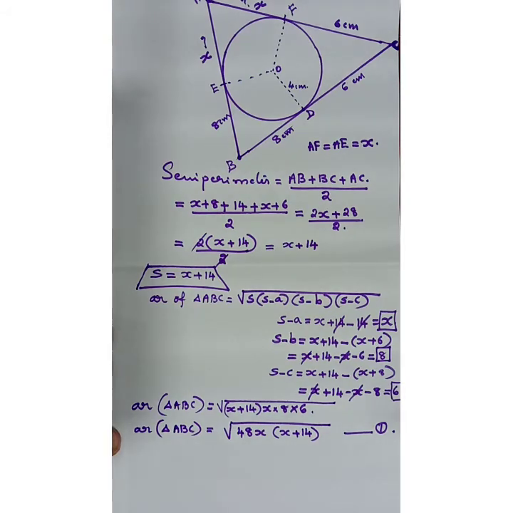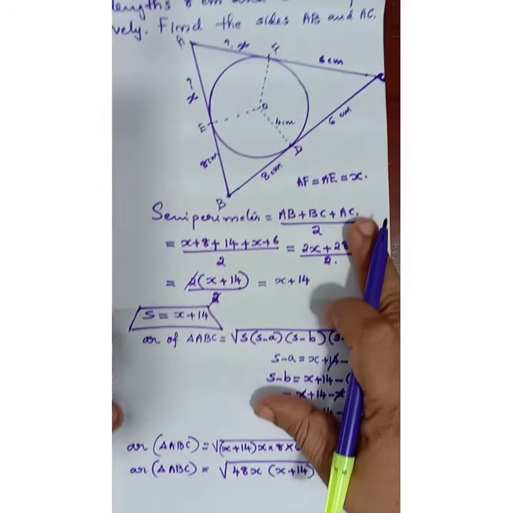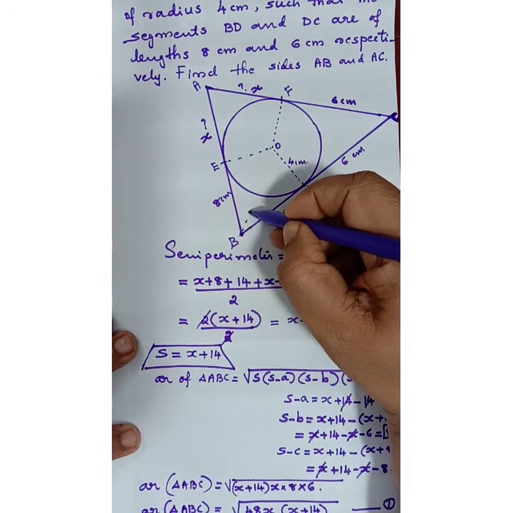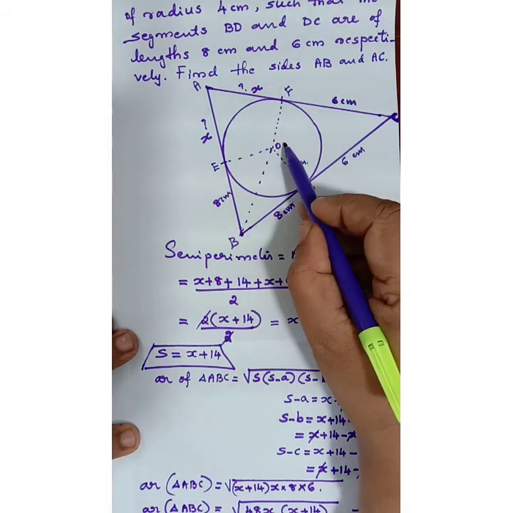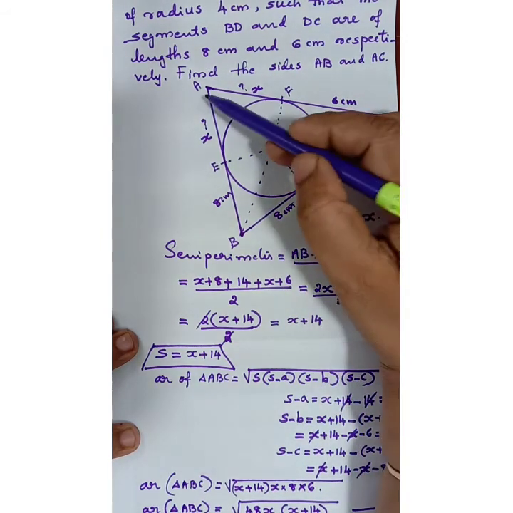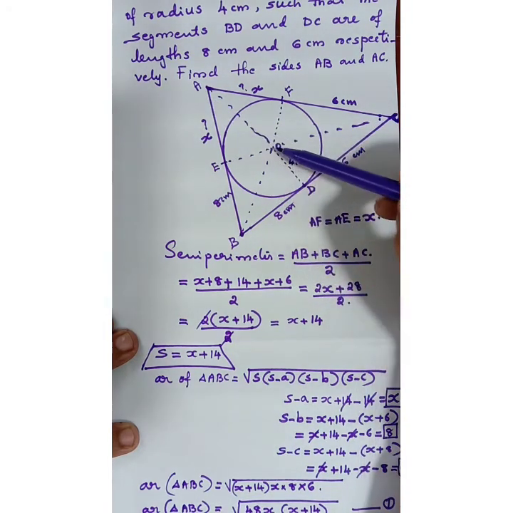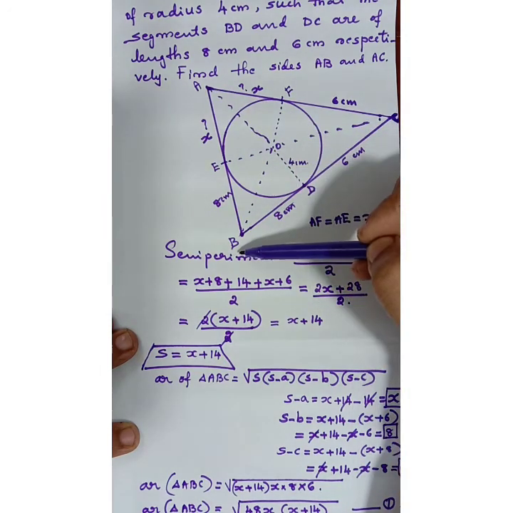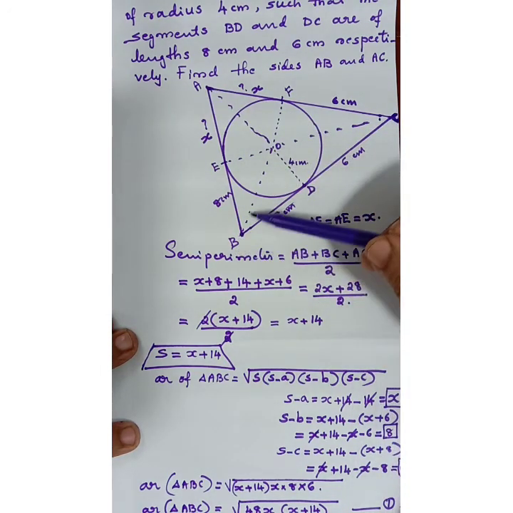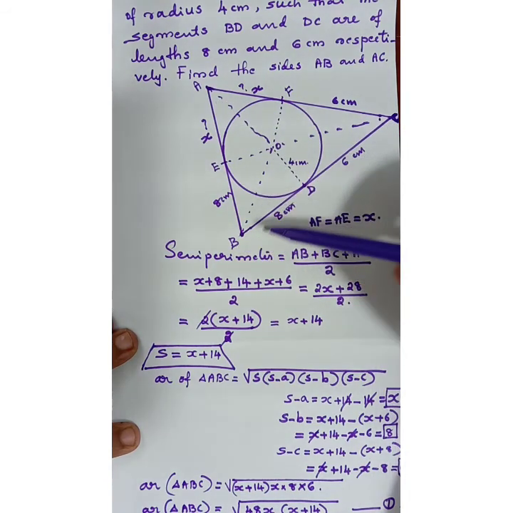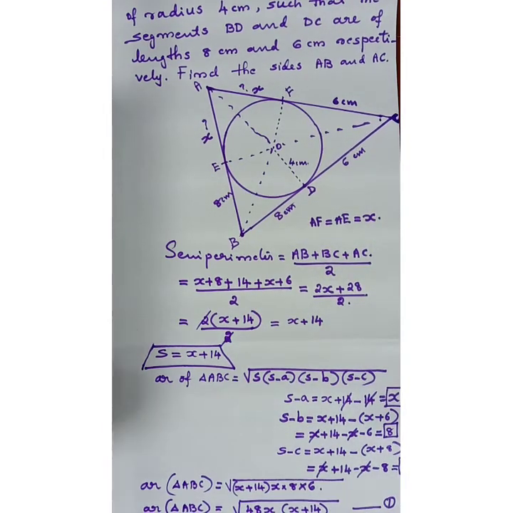Is the area of triangle ABC equal to the sum of the areas of these three triangles? In the previous one I have explained already. So let us join OB, OC and OA. Here we have triangles BOC, AOC and AOB. The sum of the areas of triangle BOC, triangle AOC and triangle AOB will be the area of triangle ABC.